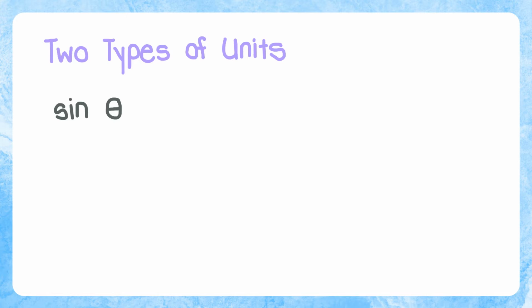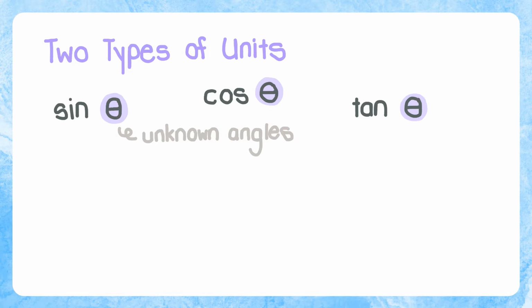So we've been looking at different types of trig ratios, and all of them have a theta at the end. So it's always like sine of theta, cosine of theta, or tangent of theta. So it's always something of theta, and theta represents an unknown angle measure. And there are actually two types of units we can use for this angle theta.